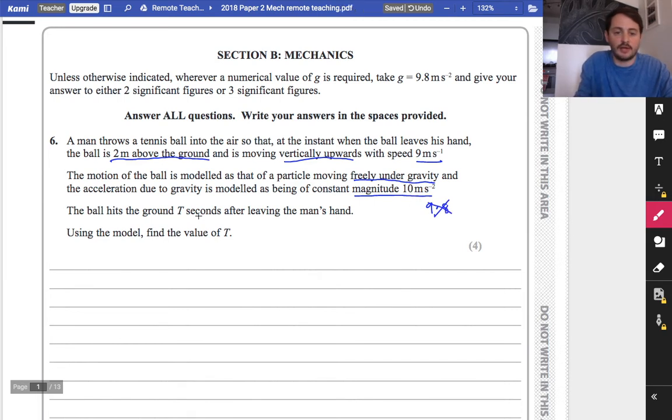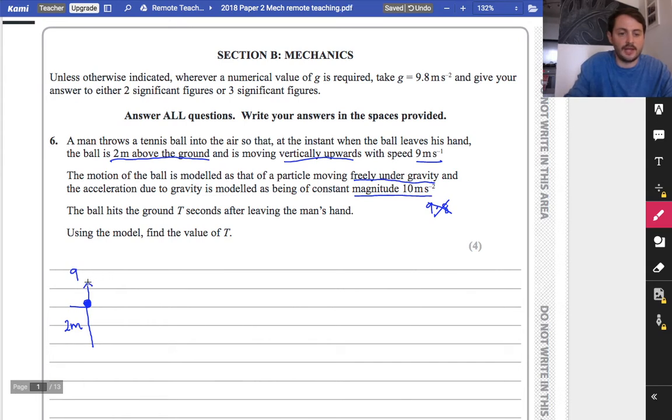The ball hits the ground t seconds after leaving the man's hand. Using the model, find the value of t. Okay, I always like to draw a quick sketch of this. So there's this man stood here, and I'm going to pretend it's almost like a cliff or a platform, and there is a ball, and it says that it is going to be projected upwards. And first of all, it says it's 2 meters above the ground, so I know that this distance here is 2 meters.